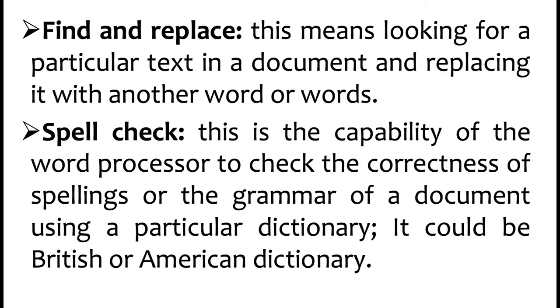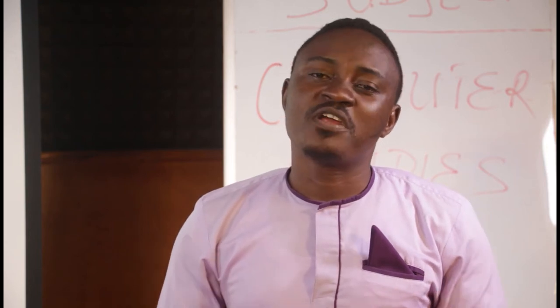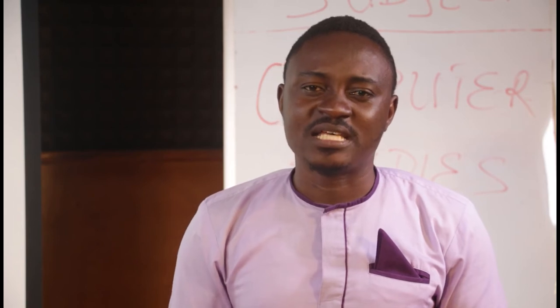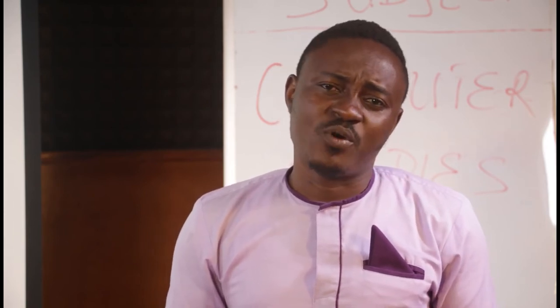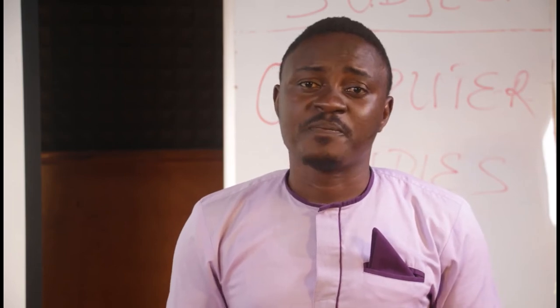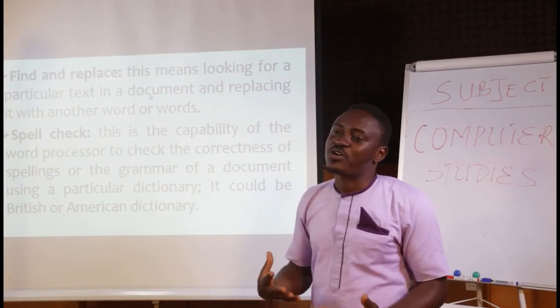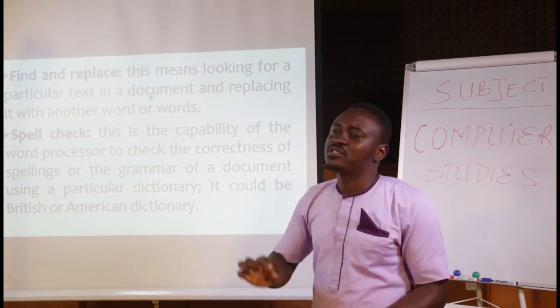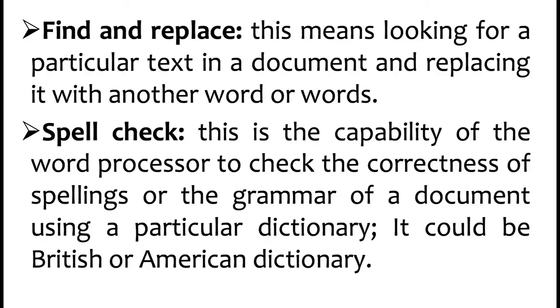We have the spell check. Spell check is a very, very important feature. So we have a very comprehensive write-up. The spell check helps us a lot. Sometimes you can be carried away with a lot of things as a writer, and mistakenly you type or spell some words wrongly. But the word processor gives us an ability to identify wrongly spelled words. The spell check is the capability of the word processor to check the correctness of spellings or the grammar of the document using a particular dictionary.